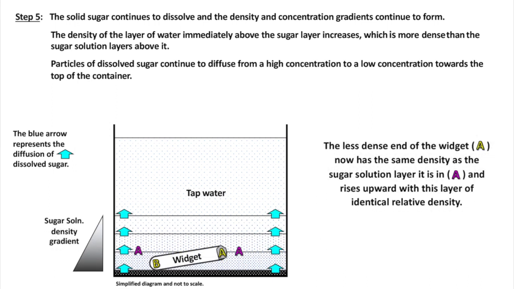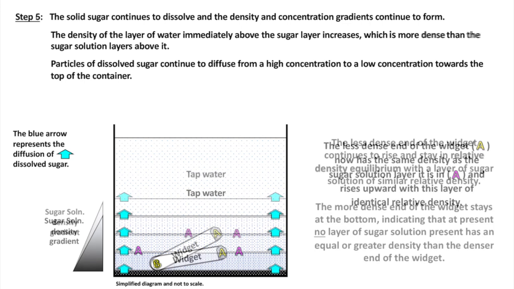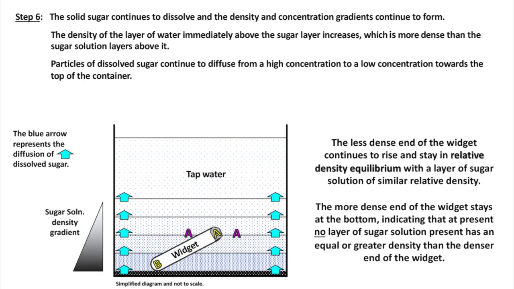Step 5. The less dense end of the widget now has the same density as the sugar solution layer it is in and rises upward with this layer of identical relative density. Step 6. The less dense end of the widget continues to rise and stay in relative density equilibrium with a layer of sugar solution of similar relative density. The more dense end of the widget stays at the bottom, indicating that at present, no layer of sugar solution present has an equal or greater density than the denser end of the widget.